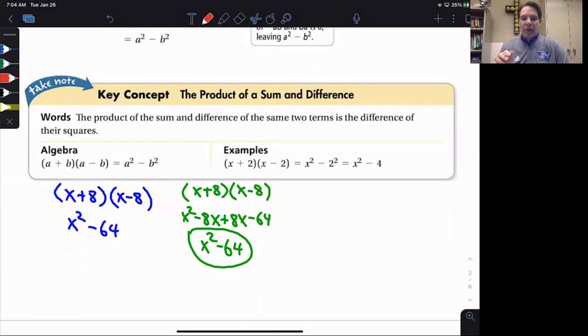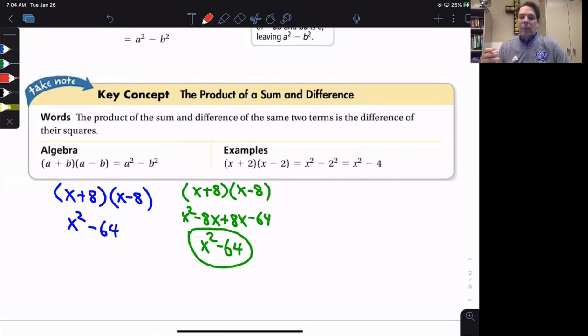But if I show all my work, x times x is x squared, x times negative 8 is negative 8x. Then I distribute the 8 through. 8 times x is 8x. 8 times negative 8 is negative 64. Well, what do you notice about the middle terms? You got negative 8x and positive 8x. They're going to cancel each other out. So you're left with x squared minus 64.